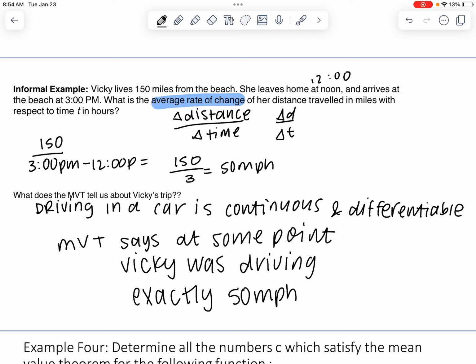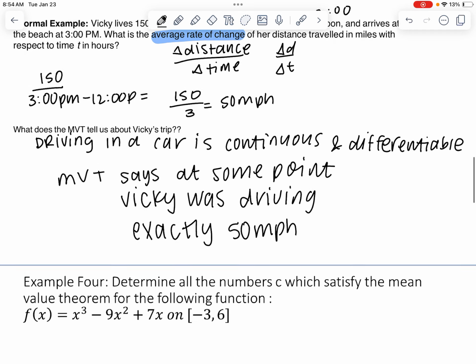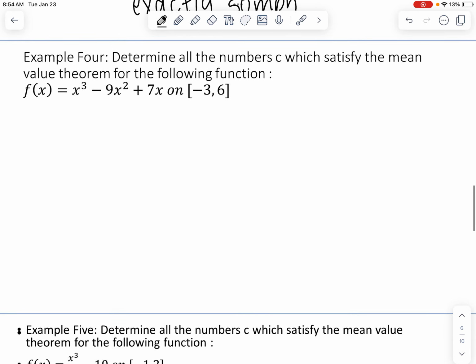Okay, here's the next problem, more of an application of what these problems we look at with the mean value theorem are really going to look like. This says determine all the numbers C which satisfy the mean value theorem for the following function, f of x equals x cubed minus 9x squared plus 7x on the interval [-3, 6].